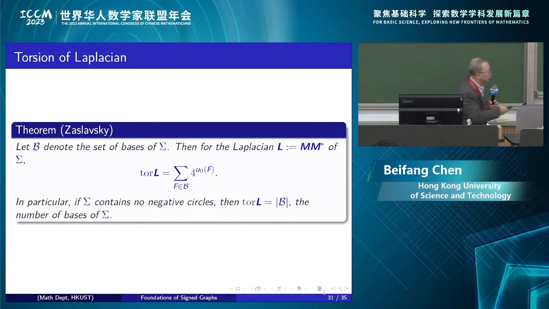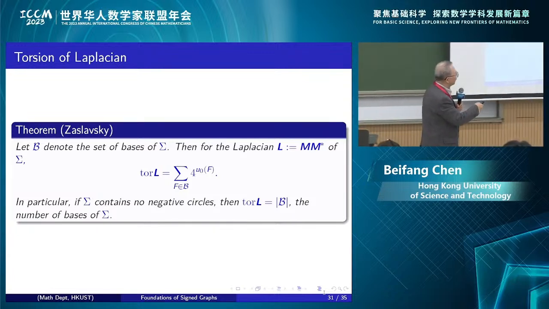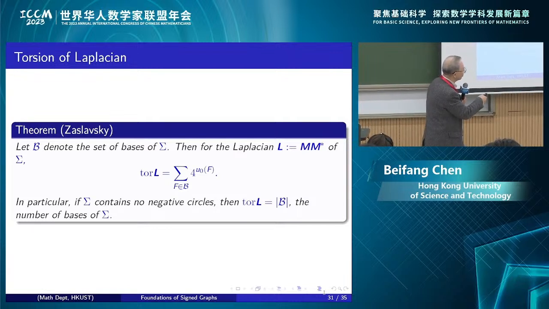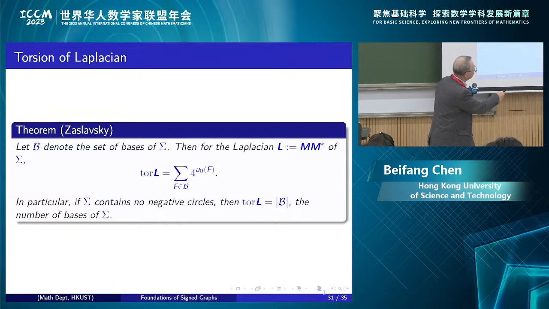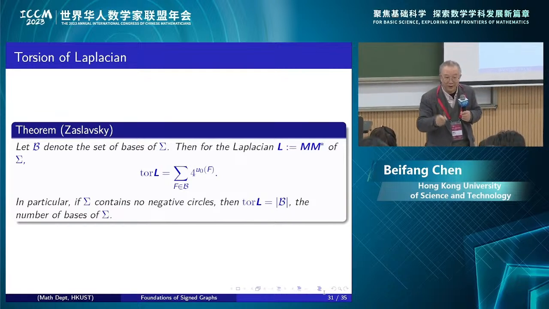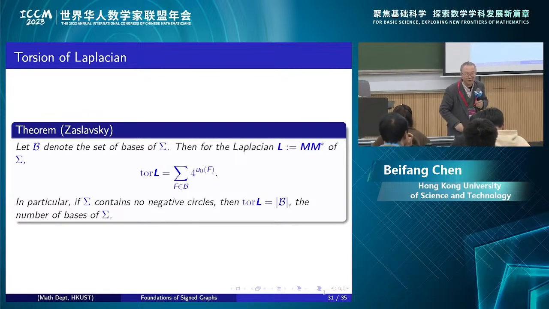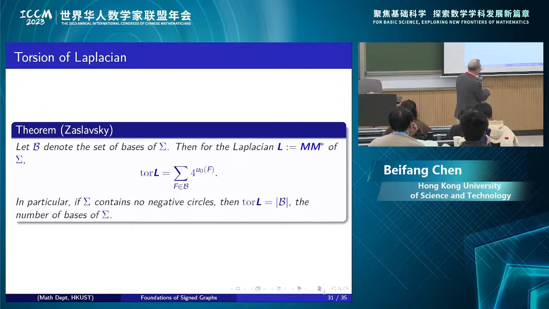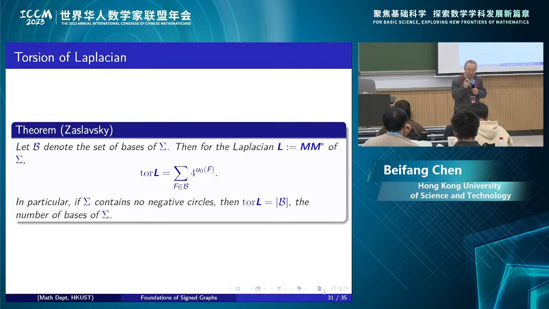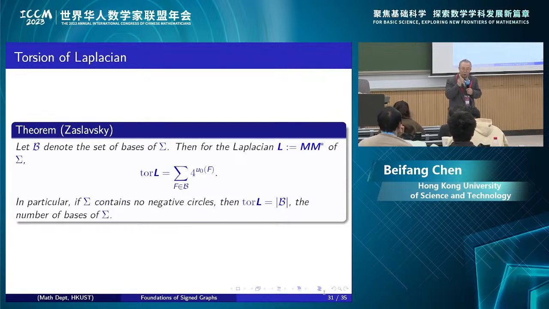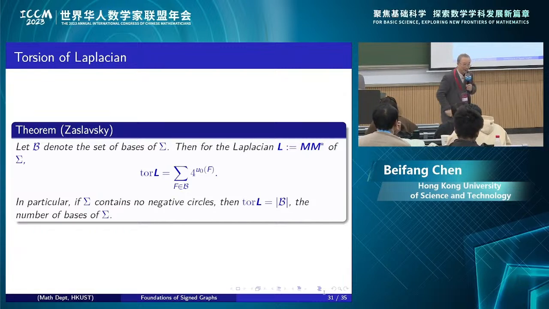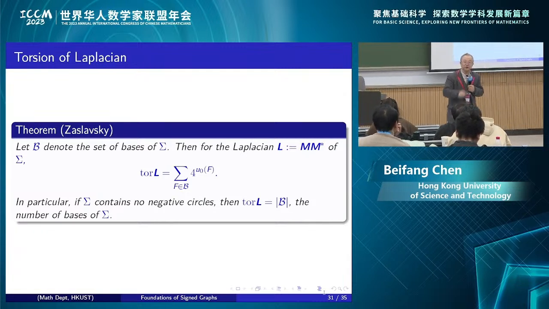And the torsion of the Laplacian: for graphs, the determinant of the Laplacian is equal to 0, as you know. But if you take the torsion of the Laplacian, for an ordinary graph, it is always nonzero, counting the number of spanning trees. For the Laplacian, if you take the determinant, you get 0, but if you take the torsion of that Laplace matrix, it is equal to this number. The determinant is equal to 0, but the torsion is not 0.